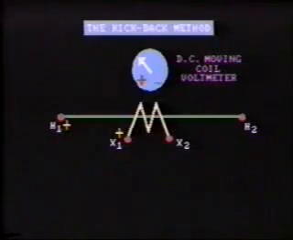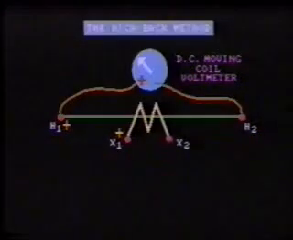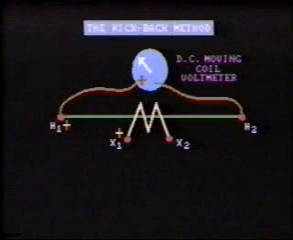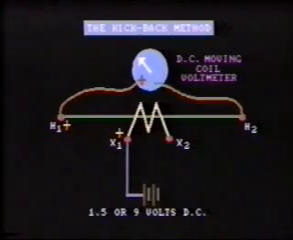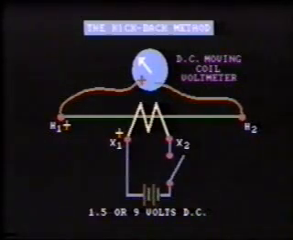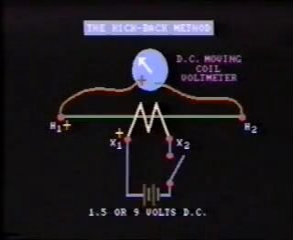In this method, a DC moving coil voltmeter is connected across the CT primary winding, that is, the high voltage side, with the positive lead connected to the terminal marked H1 and the negative lead connected to H2. The positive terminal of a dry cell battery, typically a 1.5 or 9 volt, is then connected to the secondary terminal marked X1. The negative terminal of the battery is connected to X2 with an open switch in the line.